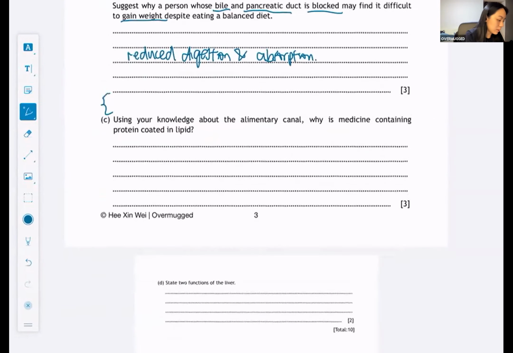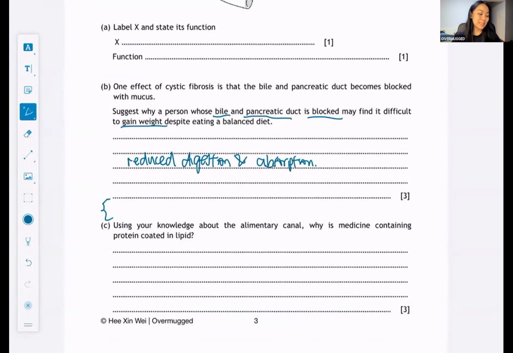For C, this kind of question is a little bit more interesting, what we'll call the application question. It is not straight from the textbook, straight from the notes. You need to think a little bit and then answer the question. So it asks, why is medicine containing protein coated in lipid? Sometimes when you go to the doctor, your medicine is in a capsule. And this question is asking, why is medicine containing protein coated in lipid?